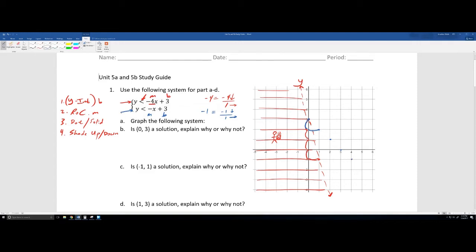Now step 3, is it dotted or solid? It's dotted, there's no equal to, so it's just less than. So again, a dotted boundary line. There we go. Let me go backwards. There we go. And now step 4, shade up or shade down.